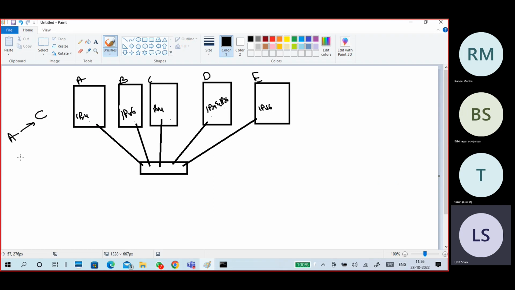Next one is multicasting. Multicasting means, for example, A, C, D, E, F, these devices are working on the same protocol, same services kind of stuff. They want to share information between them, like a group message kind of stuff. So they communicate with a multicast address.